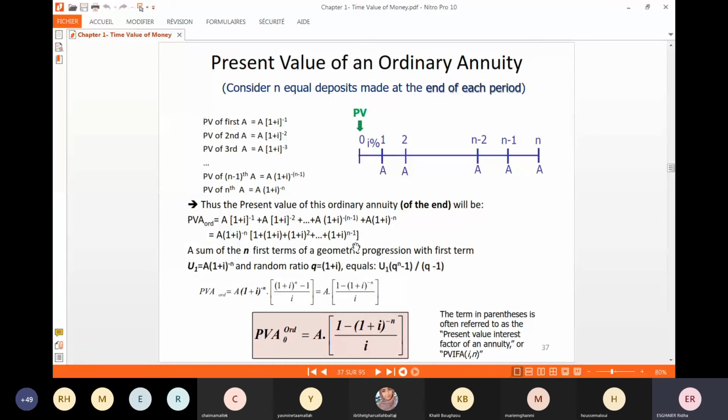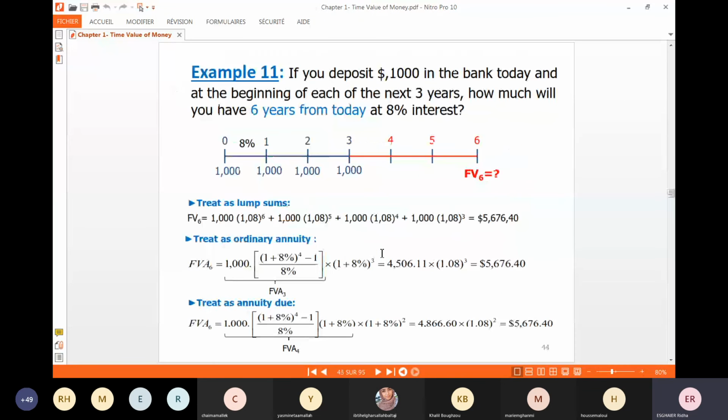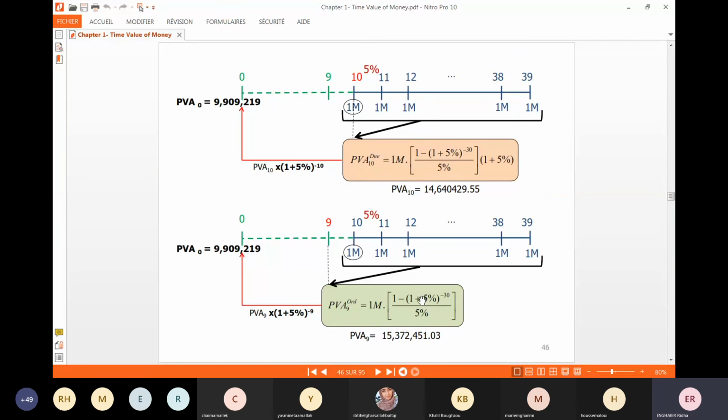So 0 is 1 year before the date 1, the date of the first amount. In this timeline, we apply this formula. So without the 1 plus 5% here, you'll find 15 million. These 15 million at the date 9 are worth today 15 million times 1 plus 5% power minus 9. From 9 to 0, we have 9 years of discounting. You have to find the same present value.